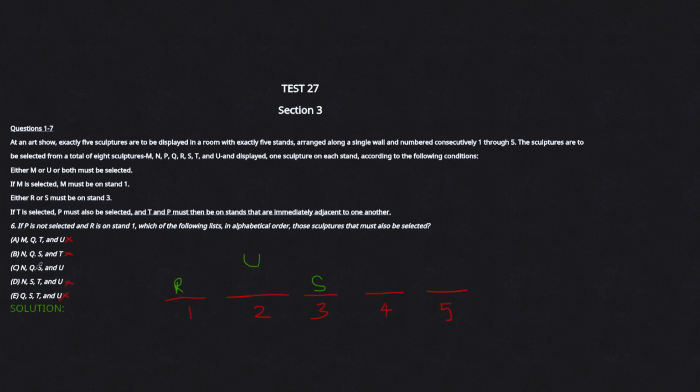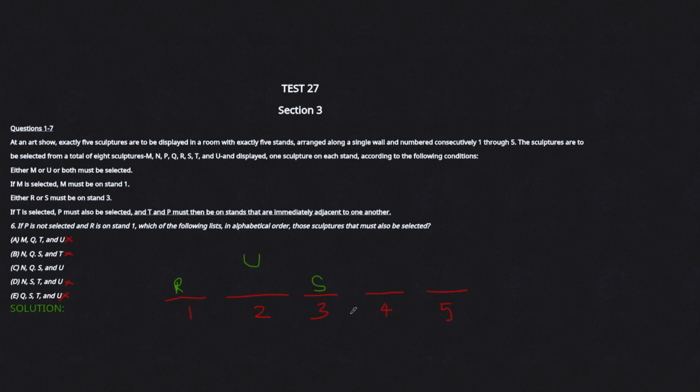So for this one, the alphabetical order, we know N comes first out of these four, so that's fine. Then Q comes next, that's fine. S comes afterwards, and then U. So the alphabetical order is correct, so that's fine. And it also shows that we have S and U, the two that we have established must be included.